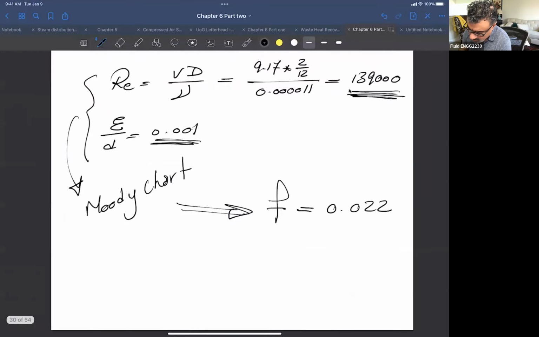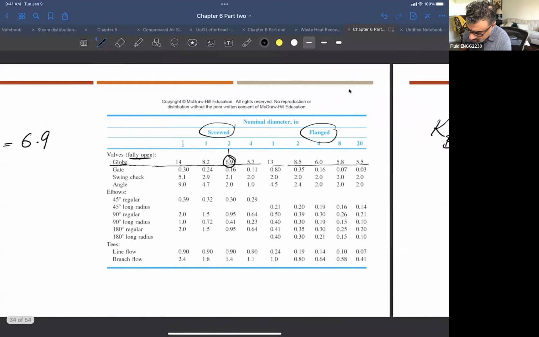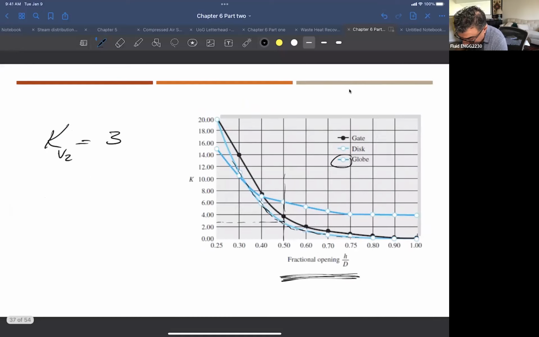Or if we are using this chart here for sharp entrance, this is an expansion. So this is the line we're talking about. But now this is a tank, that means d over D is 0. So we'll go here to the expansion, and then K will be 1. Again, it's all related to the color, guys. You see it on your screen, right? Unfortunately, that's what the textbook is using.